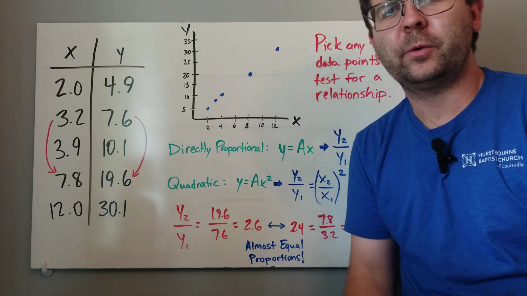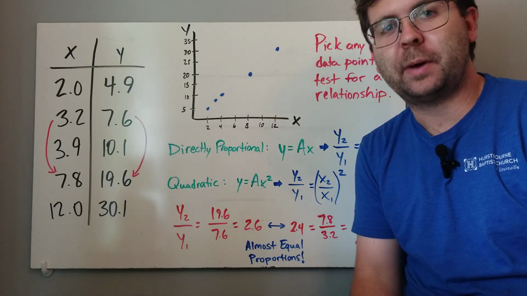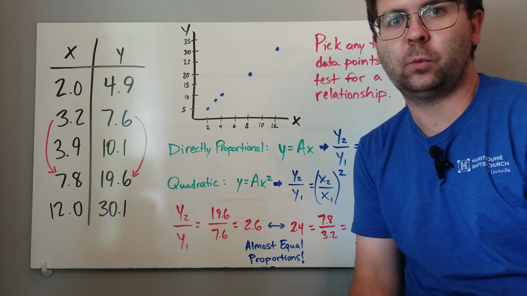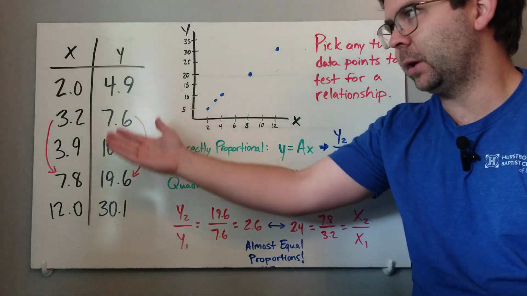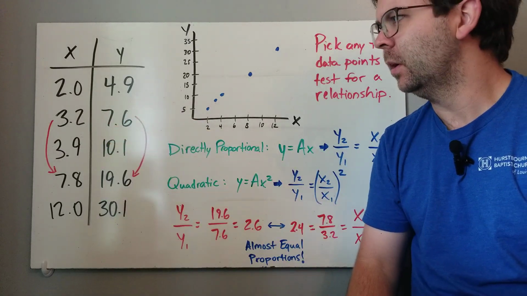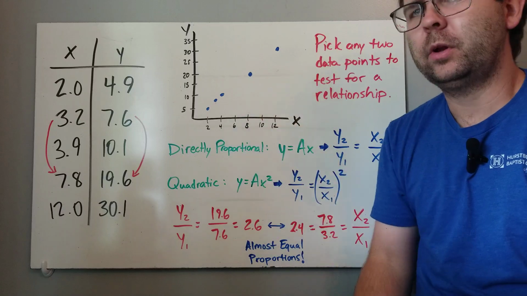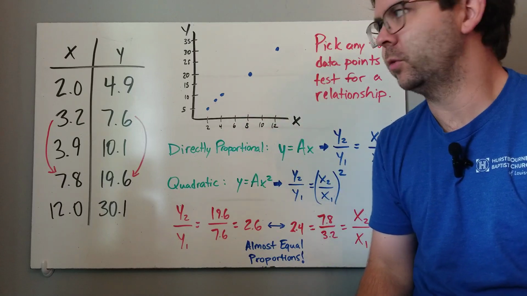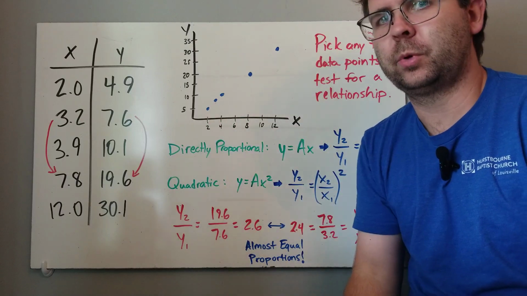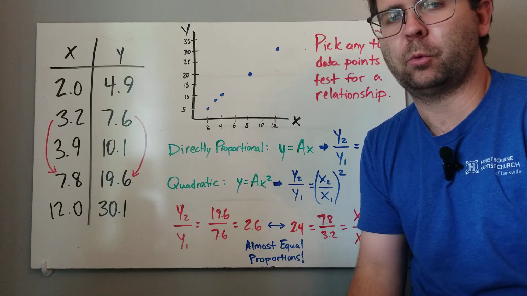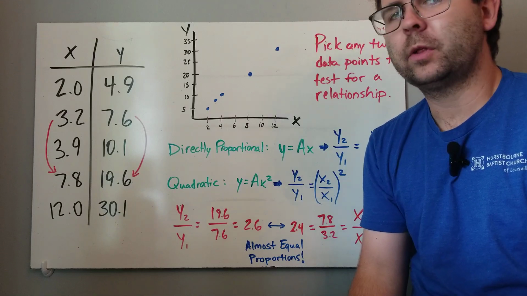Hi, this video is about figuring out what kind of mathematical relationship your data represents. So I've got some made up data here and I've graphed it as well. And I want to know what kind of mathematical relationship it is. Now, if you look at the graph, it pretty obviously looks like it's directly proportional or linear. But there's another way of testing that.